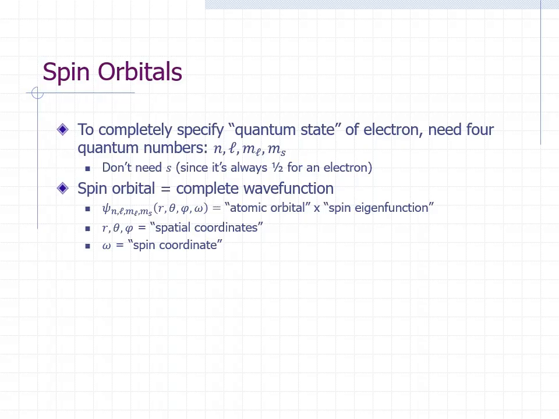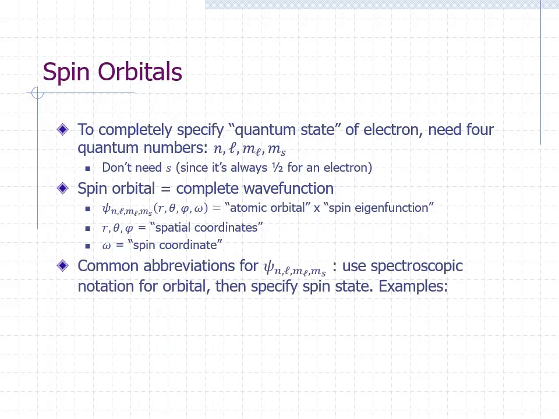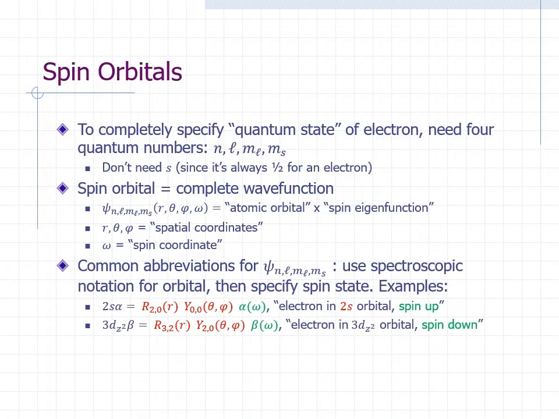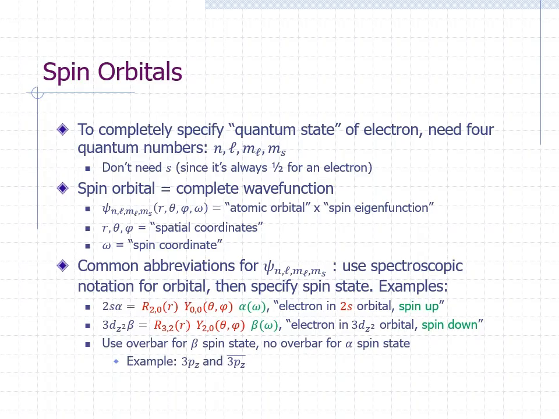To simplify notation, we often use spectroscopic labels for the spatial part, and then indicate the spin state. For example, 2s alpha represents an electron in a 2s orbital with spin up, while 3d z squared beta represents an electron in a 3d z squared orbital with spin down. Another common convention is to use an overbar to represent the beta or spin down state, while no overbar indicates the alpha or spin up state.